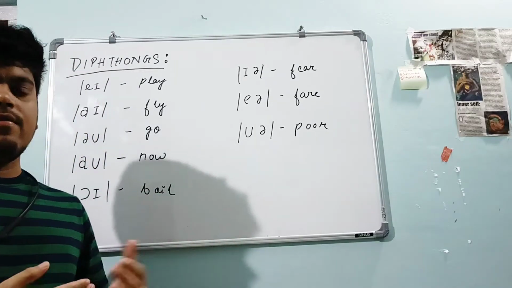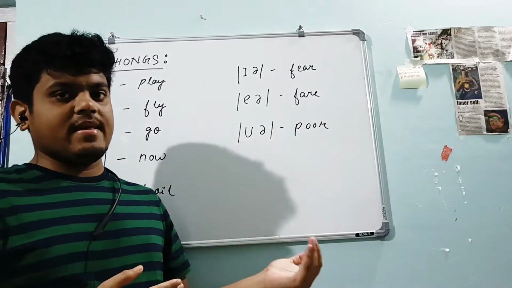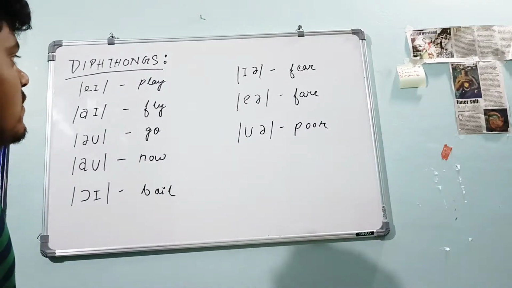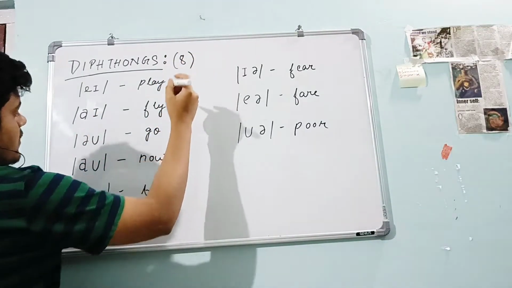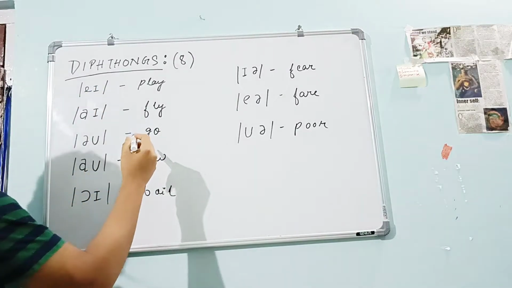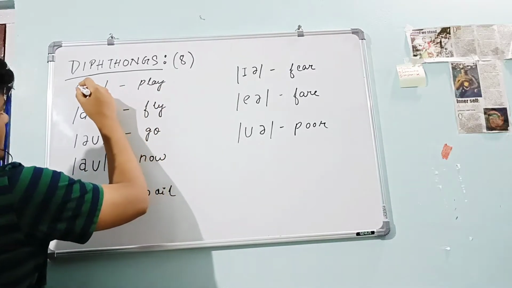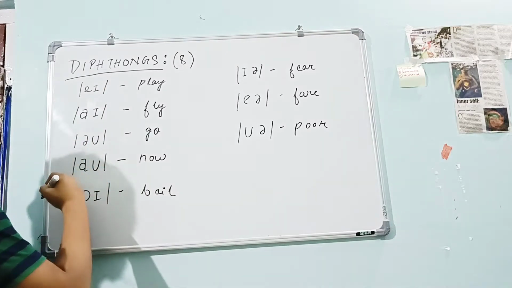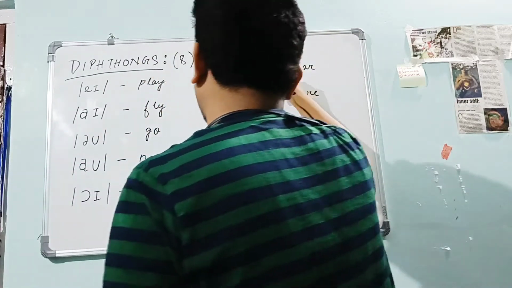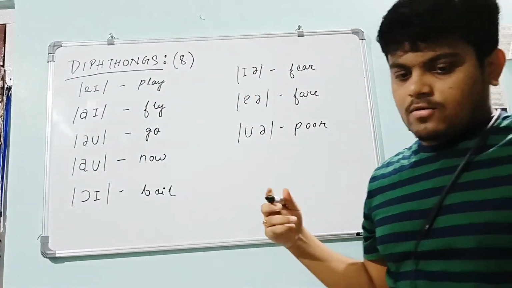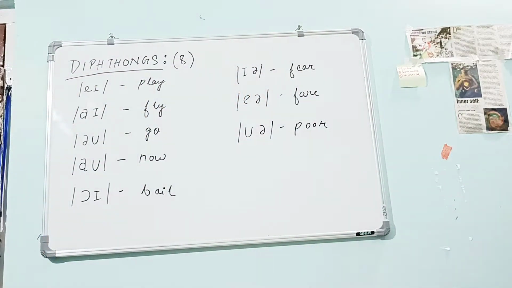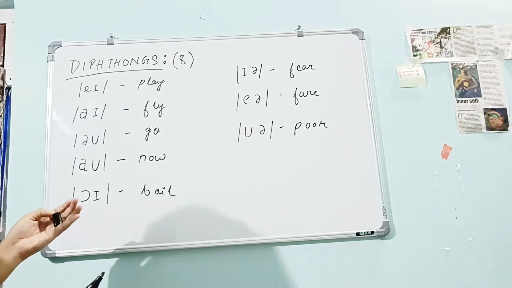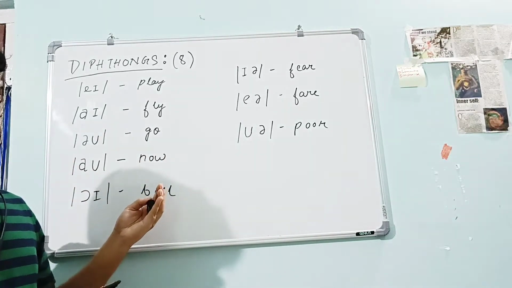So here we have the diphthongs that are present in the English language. We have a total of 8 diphthongs. On this side we have the closing diphthongs, and on this side we have the centering diphthongs. Let us look at these diphthongs one by one and try to see what these sounds represent.